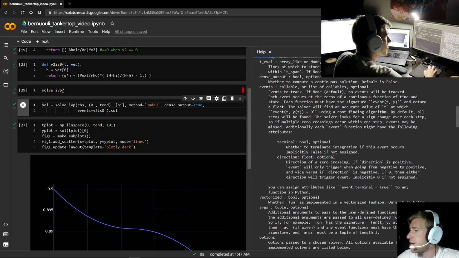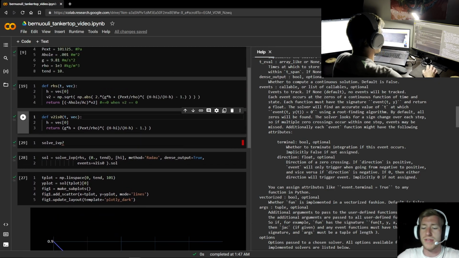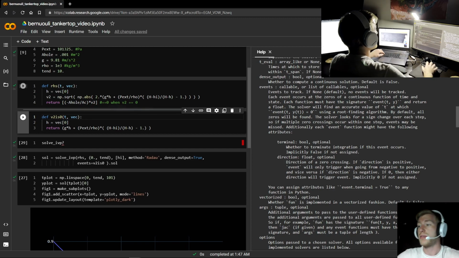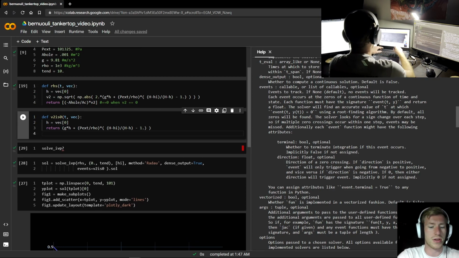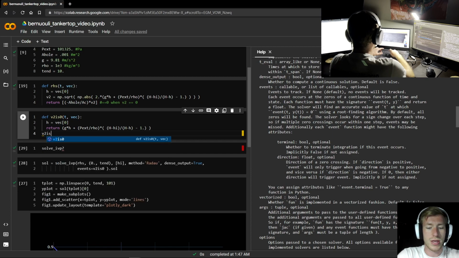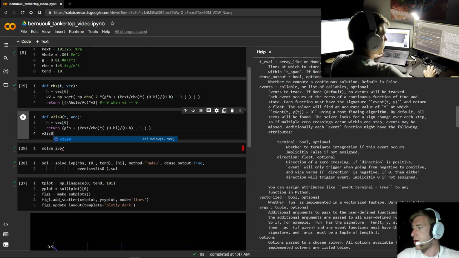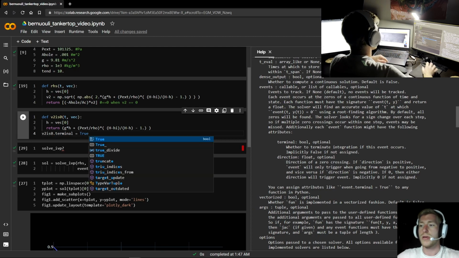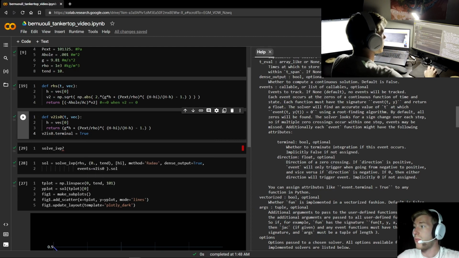Okay, so where do we want terminal to be equal to true? So I think we have to just set that up here. Terminal is equal to, any function in Python, okay, that's how you do it. So we want to make sure that this is terminal. So we're going to say v2 is 0. That's our function. So we're going to do function.terminal is equal to True. That's saying that when this function reaches 0, we want you to stop integration.